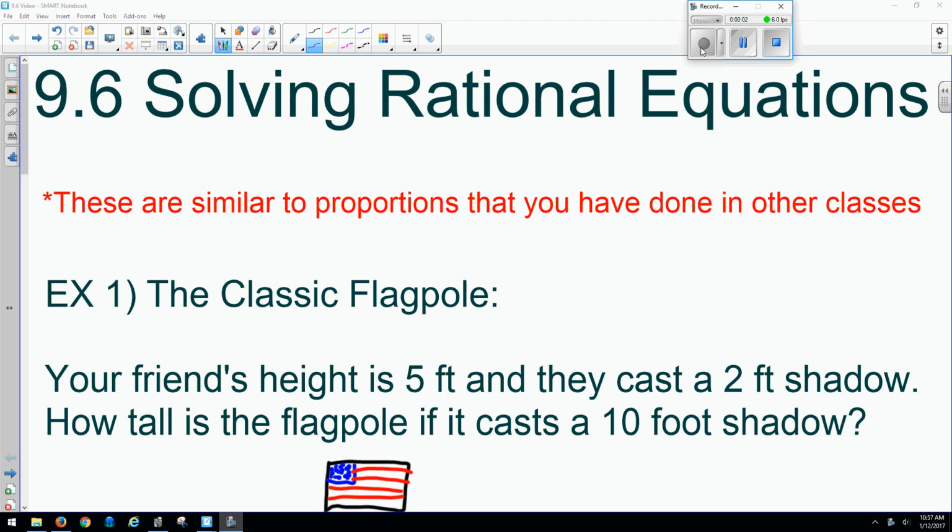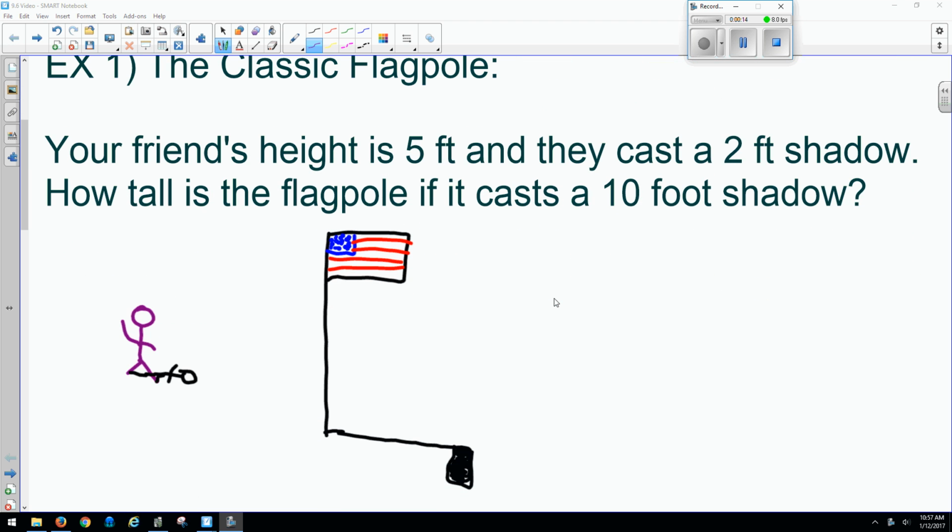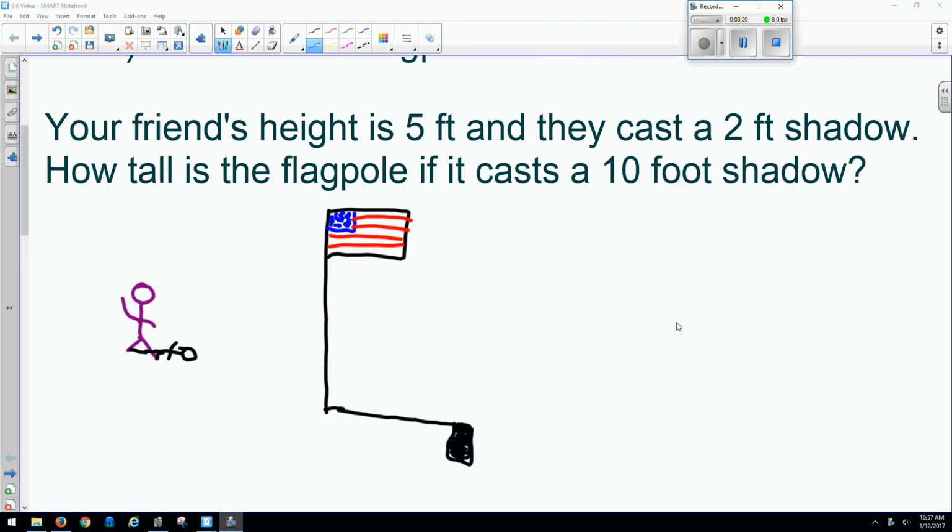Today we're going to talk about solving rational equations, and you may or may not remember solving proportions, maybe starting in 8th grade. Here's the classic flagpole problem. You can read that to yourself. Here's a diagram that illustrates it. What we're going to do is just set up a proportion.